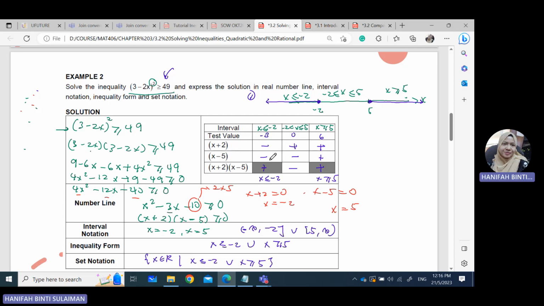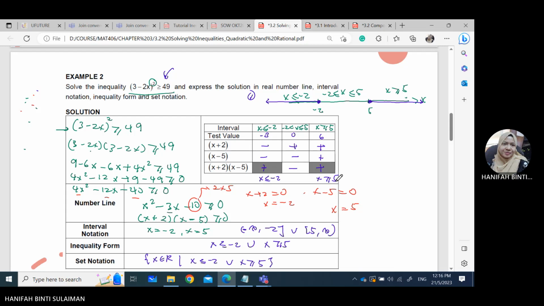So negatif, negatif, positif. So jawapan dia adalah kita ambil yang positif. Area yang ni, interval yang ini dan juga yang tengah-tengah tu negatif. Kita tak ambil itu. Okay. So nilai-nilai dia adalah this one X less than negative 2 union with X greater than or equal to 5.